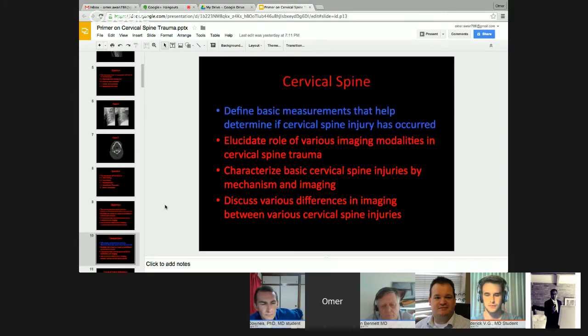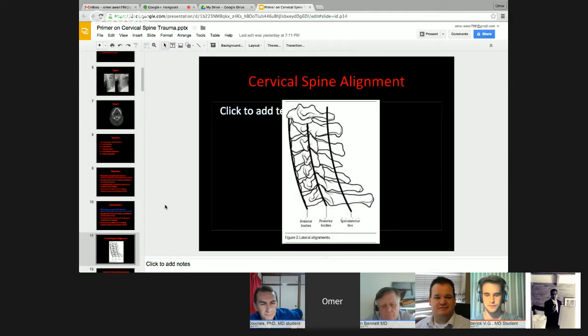So first we're going to define basic measurements. Before we talk about measurements, we really have to talk about the alignment of the cervical spine. If one looks at a lateral x-ray of the cervical spine, there are really 3 lines that one should pay attention to. One is the anterior cervical spine line, the line that corresponds to the anterior longitudinal ligament along the anterior aspect of the anterior vertebral bodies. This line should be completely straight.